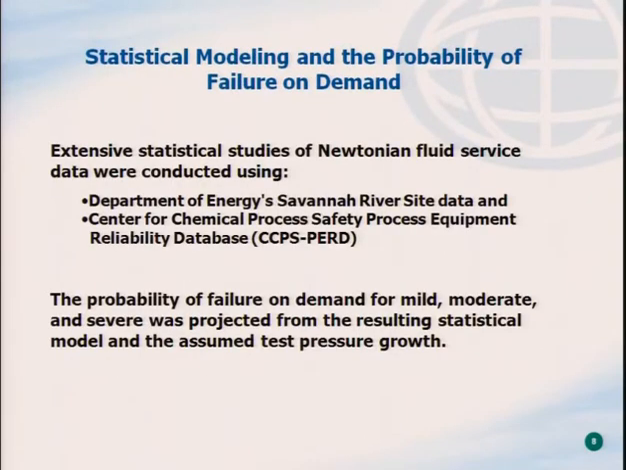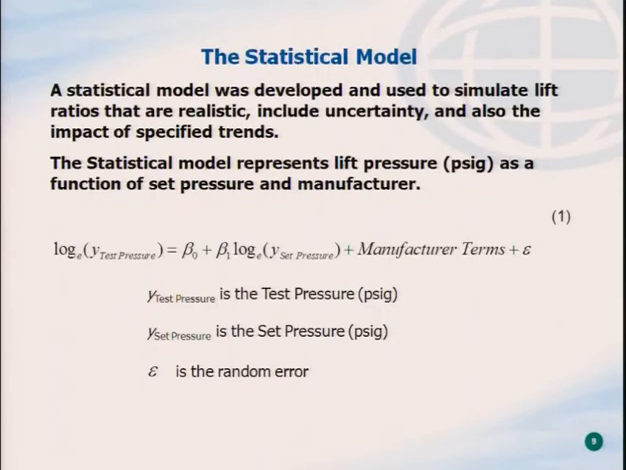Okay, we're just looking at Newtonian fluid services, and Savannah River, as mentioned, the Department of Energy site in Aiken, South Carolina. Our data were uploaded into the CCPS database and analyzed thereafter. The statistical model, I developed a model looking at the data.